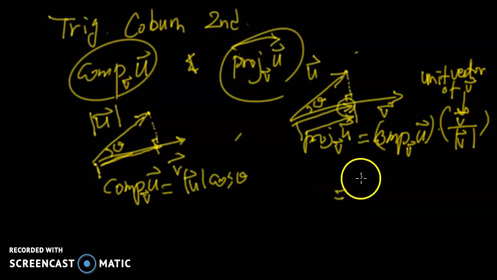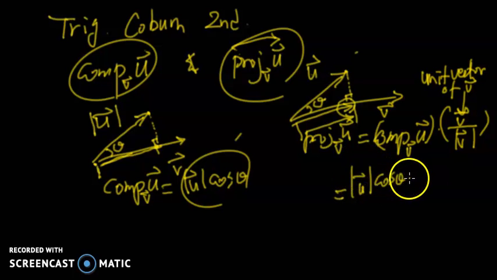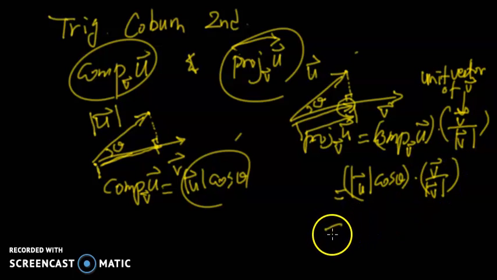So if you replace component of U vector along V vector with this, U vector size cosine theta, this is component, times V vector over V vector size, we multiply. So that is the answer. So can I write down a little bit with a different formula?